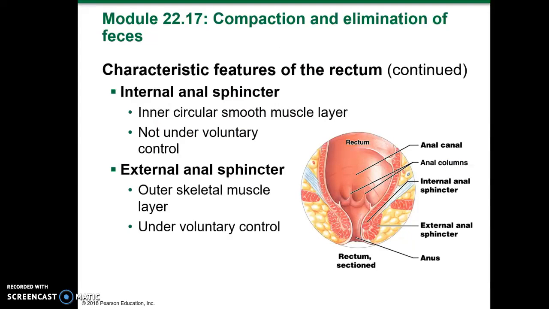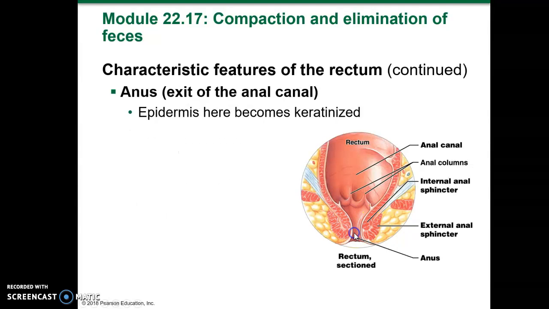There are internal and external anal sphincters. The internal anal sphincter is an inner circular smooth muscle layer. It's not under voluntary control. The external anal sphincter is an outer skeletal muscle layer, and it is under voluntary control. And then the anus is the exit of the anal canal. The epidermis here is keratinized.